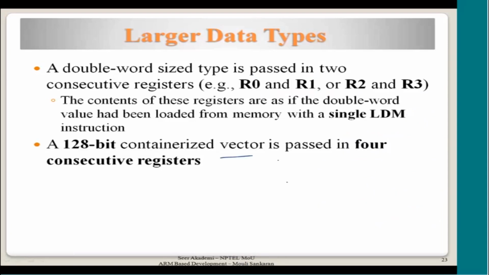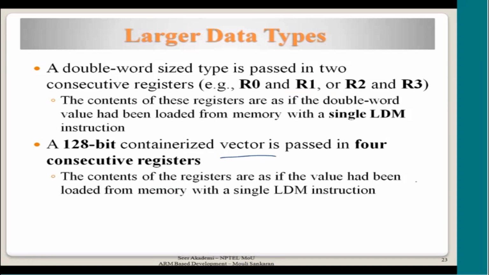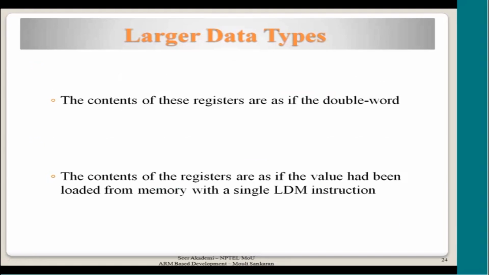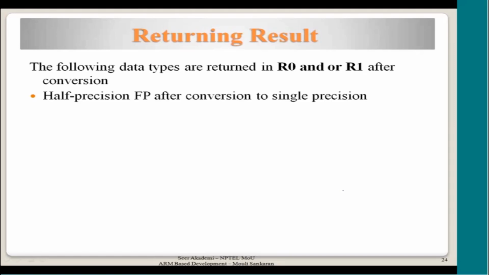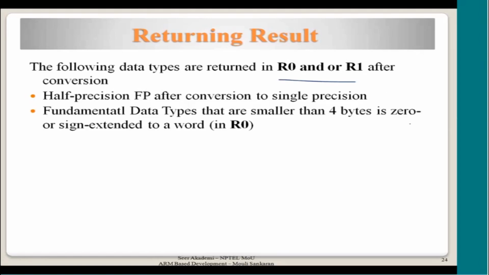And then for a 128-bit container vector, 4 consecutive registers will be used, because 128 bits is 4 times 32. The contents are in contiguous, consecutive registers, R0 to R3. That's why 4 registers are there, so you can pass a 128-bit vector into a function. Returning the result, R0 and R1 are used for returning. Double precision values are converted to single precision because a register is 32 bits. So this is where the return values are, and it is converted into single precision and passed back.